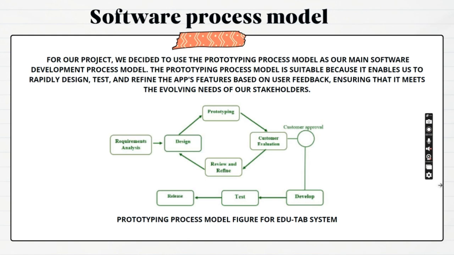So for the software process model, for our project, we decided to use the prototyping process model as our main software development process model. The prototyping process model is suitable because it enables us to rapidly design, test, and refine the app's features based on our user feedback, ensuring that it meets the evolving needs of our stakeholders. And below here is the prototyping process model figure for the EduTech system.